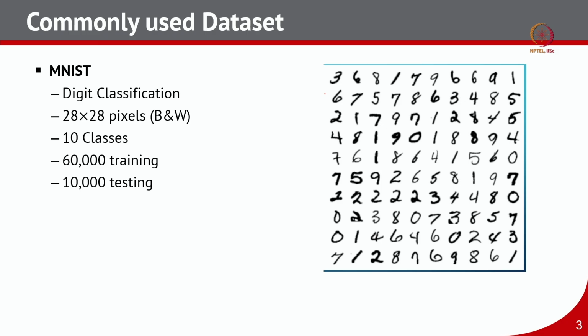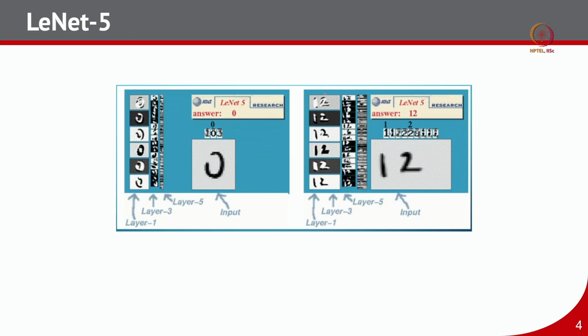Each image is 28 by 28 pixels, and all of them are black and white images. There are 10 classes, 60,000 training images, and 10,000 testing images. Then we discussed that LeNet is one of the very first convolutional neural networks, which performs handwritten digit recognition. As you can see, this is a portal by AT&T, where if you draw a digit, it will recognize the written digit.